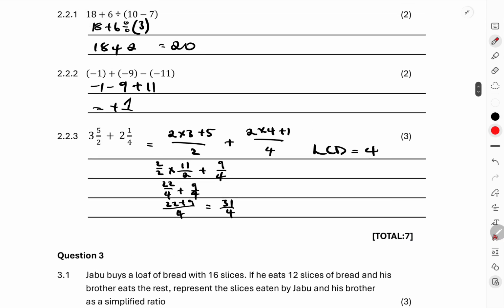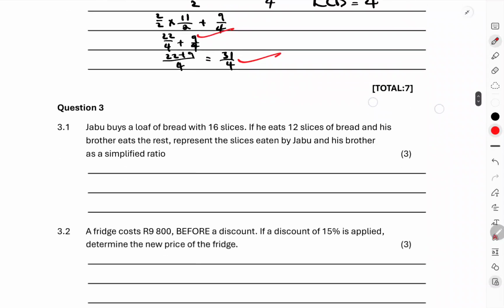Now let us mark for ourselves. We are going to receive 1 mark for us knowing that we have to deal with the bracket first, and 1 mark for us having an 18 plus a 2, which is a 20. Here we are going to receive 1 mark for knowing that a negative and a negative will give us a positive, and 1 mark for the final answer, which is a 1. So here you'll receive 1 mark for the 31 over 4, and also you are going to receive 1 mark for this particular step here, and 1 mark for this particular step, right? That is your 7 marks, just like that.